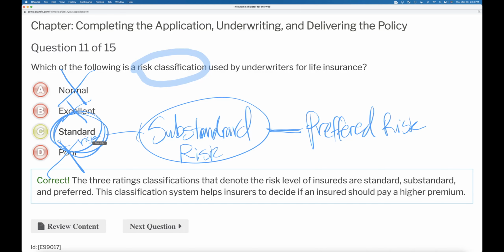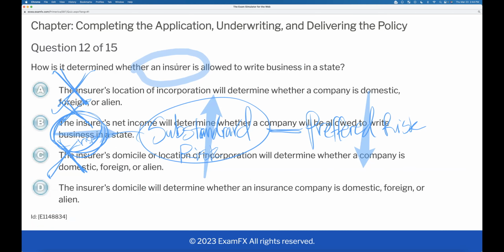Okay. So this one, substandard, is going to be very expensive. This one, preferred, is going to be very inexpensive, and standard is just standard. Just pretty regular. Sometimes people call it normal, the same thing as standard, but in the test, normal doesn't even exist. In insurance, normal doesn't exist. Excellent doesn't exist. That's what they want, and the test wants you to know that you know your stuff.